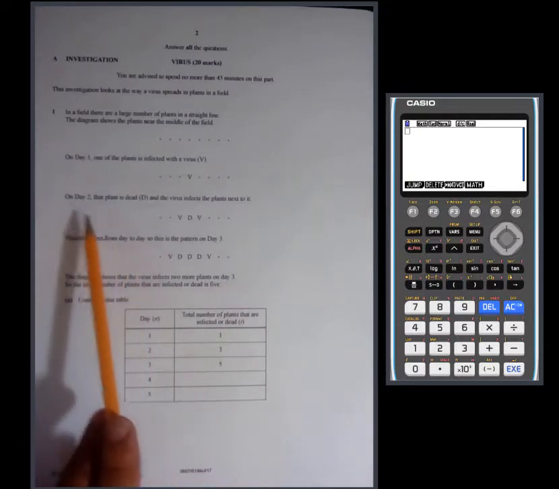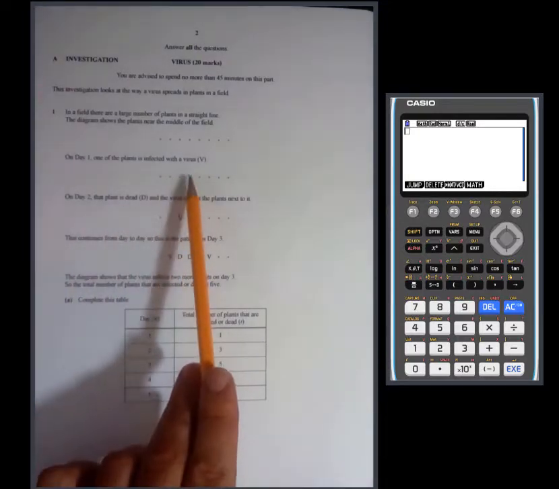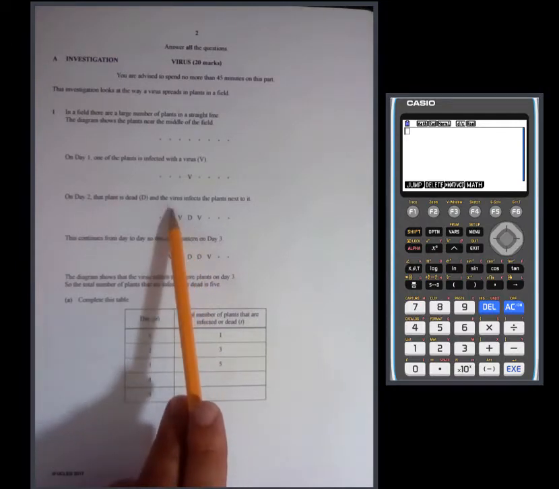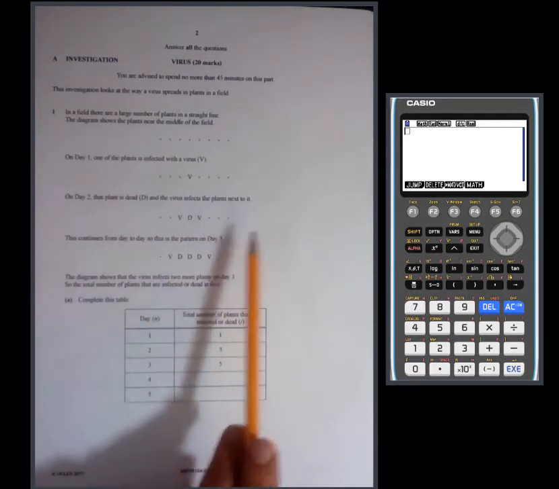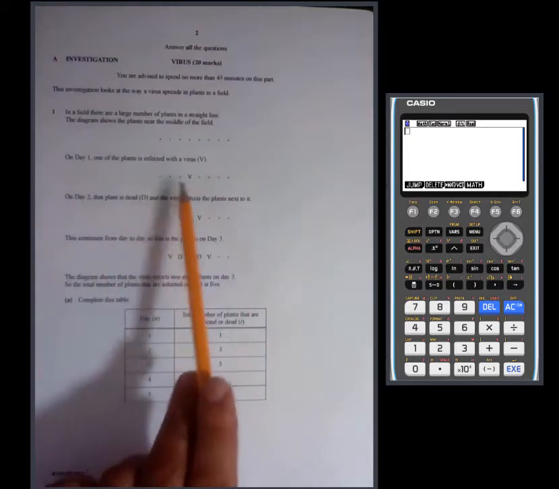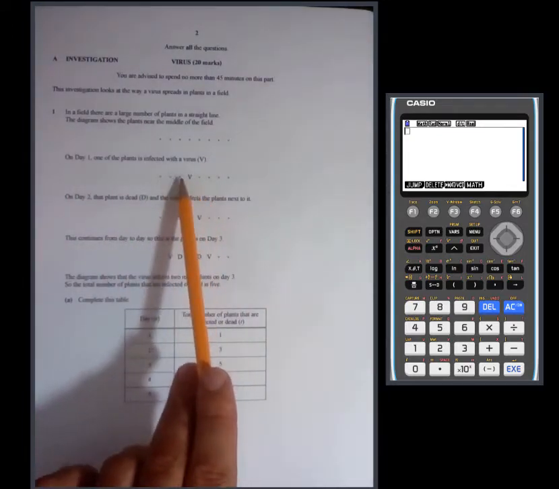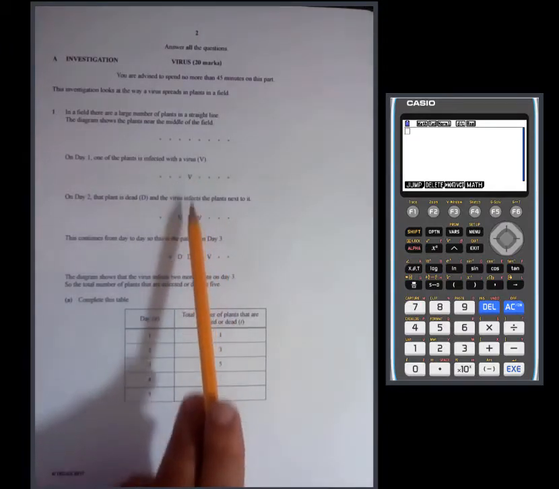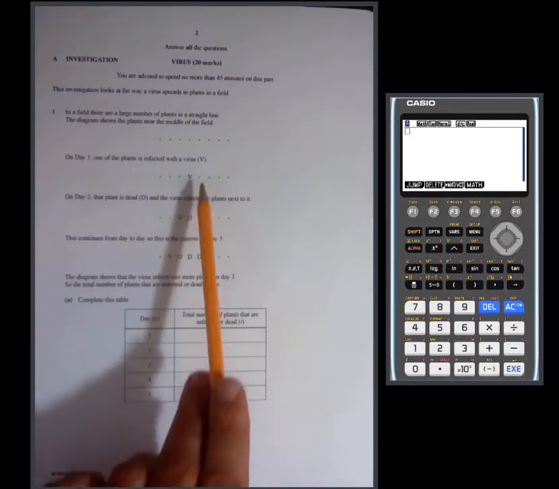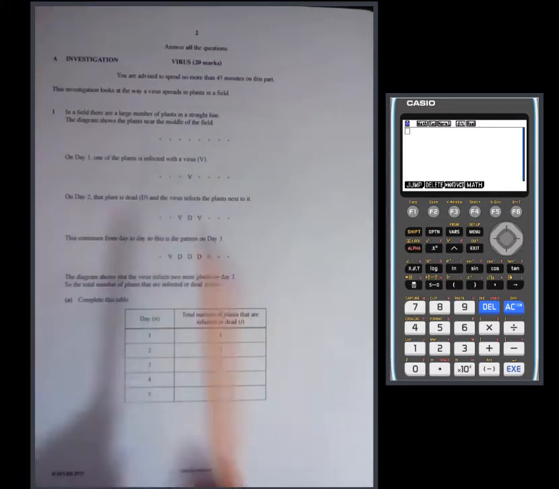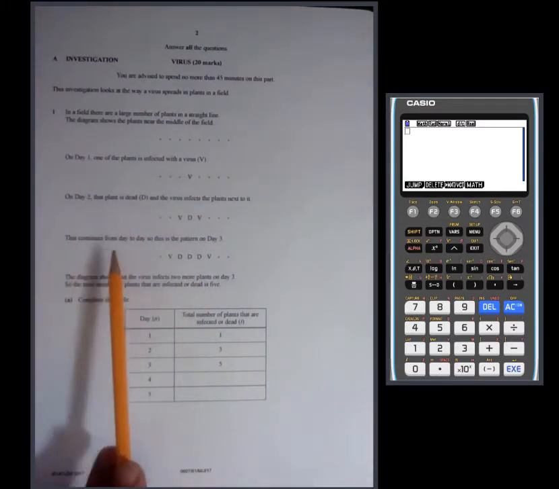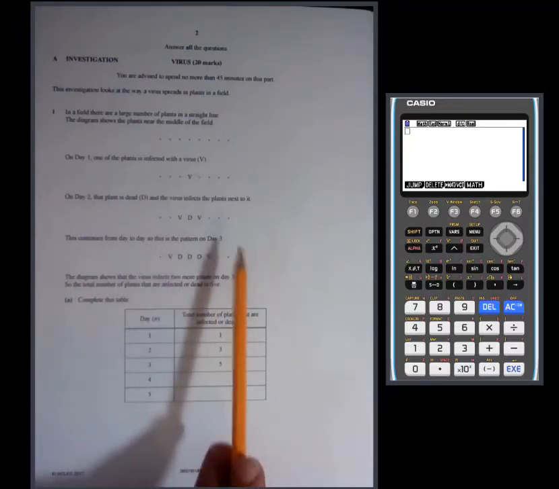Day two. On day two, that plant is dead. So this plant that had the virus is now dead, and that's been marked with a D, and the virus infects the plants that were next to it. So these two healthy plants, well, they were healthy yesterday, and this had the virus, and then one day later, the one that had the virus is dead, and the two healthy that were next to it have contracted the virus. That's day two. This continues from day to day, so this is the pattern on day three.